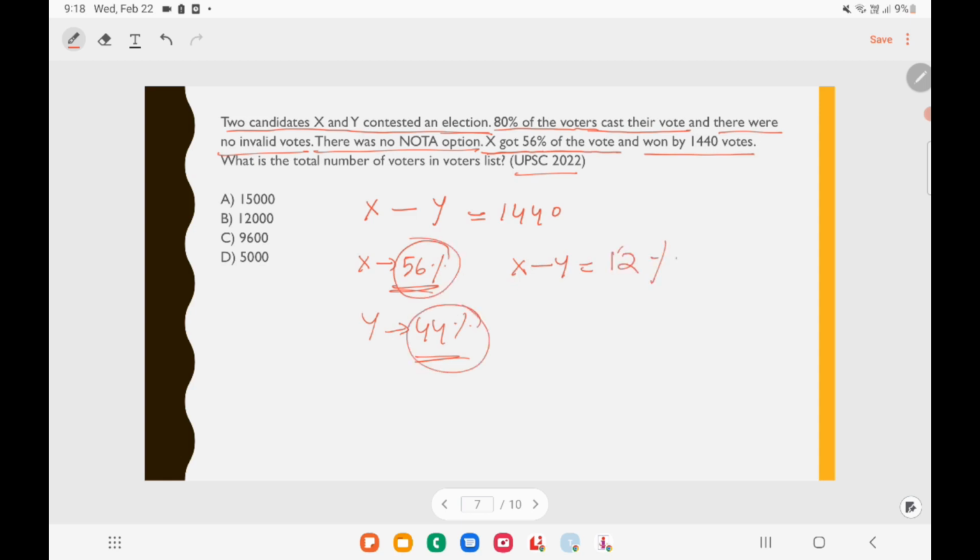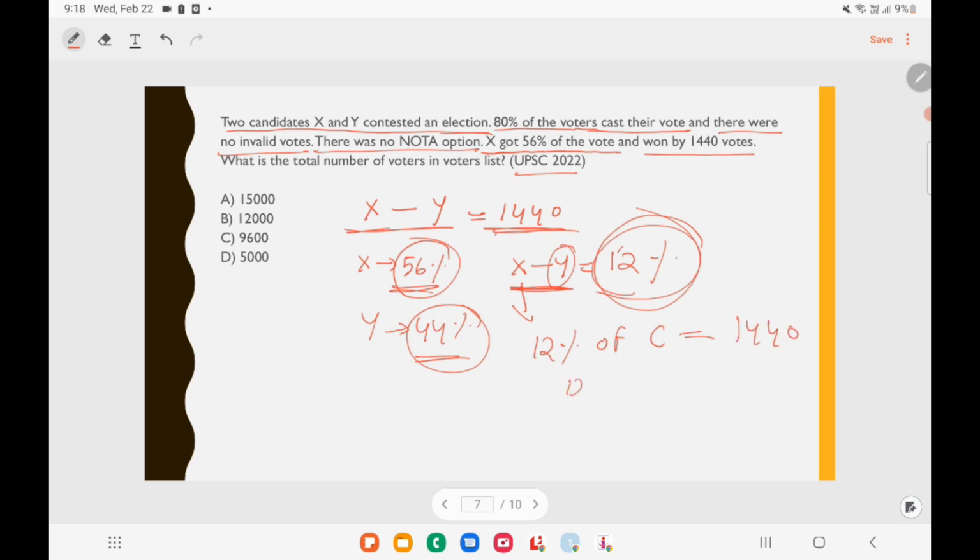If you do it this way, you can solve this kind of problem very easily. Otherwise, it will take time. What you need to do is find the difference between the votes received by X and Y in percentage terms and in absolute terms. Here X minus Y is 1440, and in percentage terms it is 12%. X got 56% of the total cast votes and Y got 44%, so the difference between them will be 12% of the total cast votes. So 12% of total cast votes is equal to 1440. Just equate both the differences.